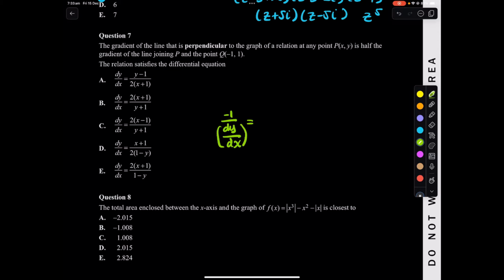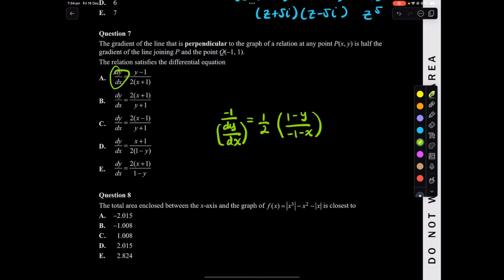So the gradient of the line that is perpendicular to the graph of the relation at any point x and y, which is dy/dx at any point, is half the gradient of the line joining P and Q. Easy. So remember using y2 minus y1. So it's going to be (1 minus y) divided by (-1 minus x). Done.